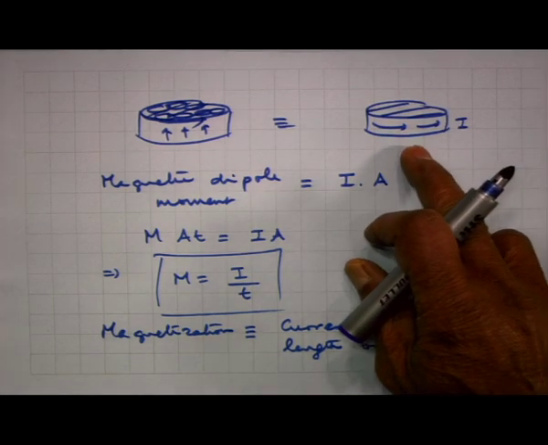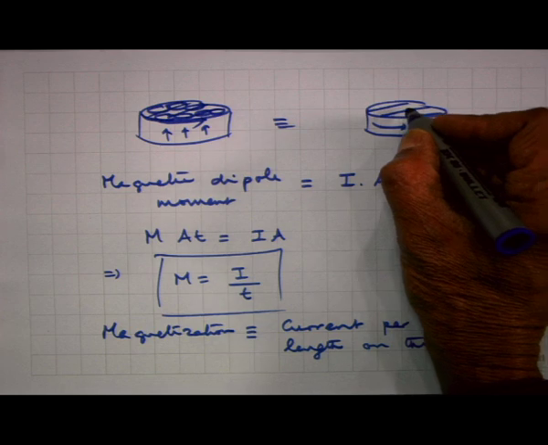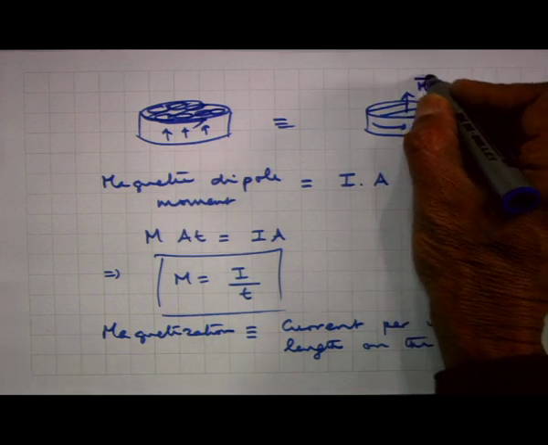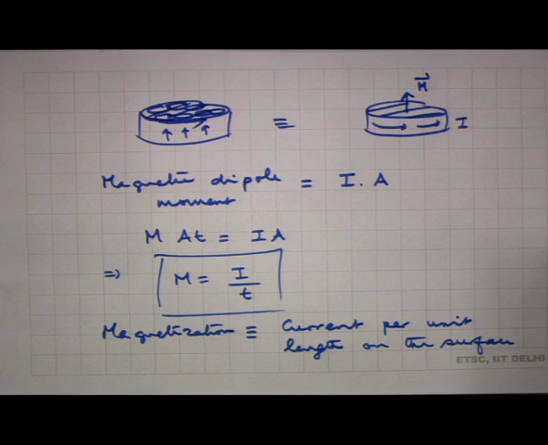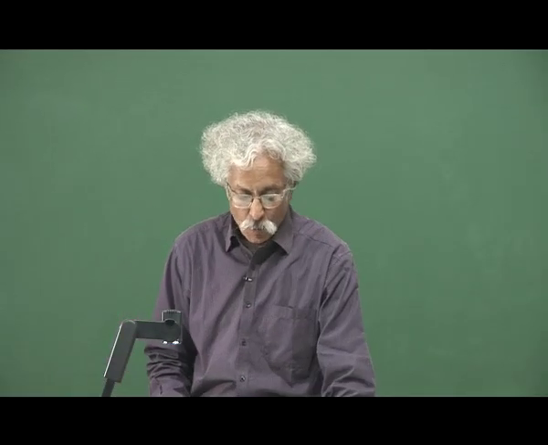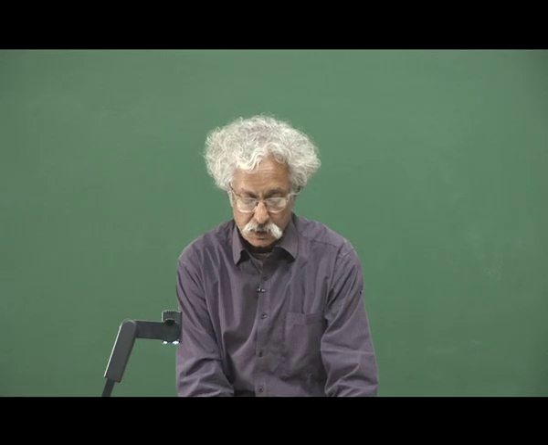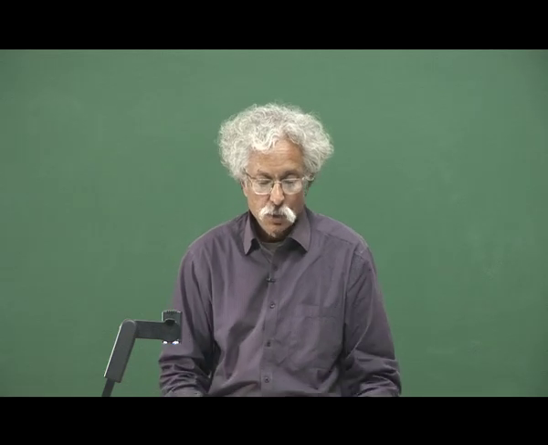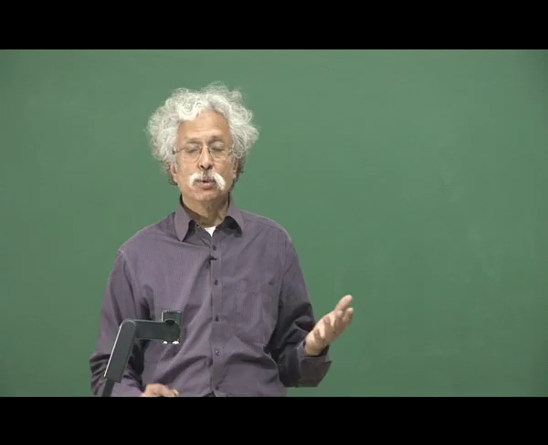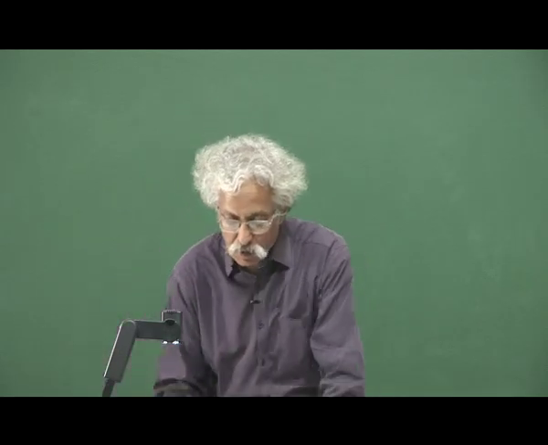So, in this example of a magnetized sample, which is magnetized like this, is the magnetization here, and the effective current is like this, and this magnetization corresponds to a current per unit length of I by t. Now, this gives me a very nice way to estimate the magnetic field of this, and let me go back and recall a solenoid.